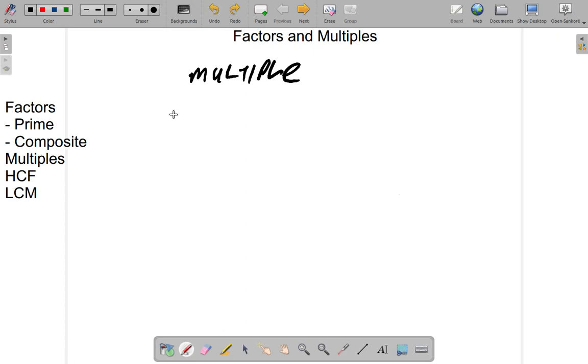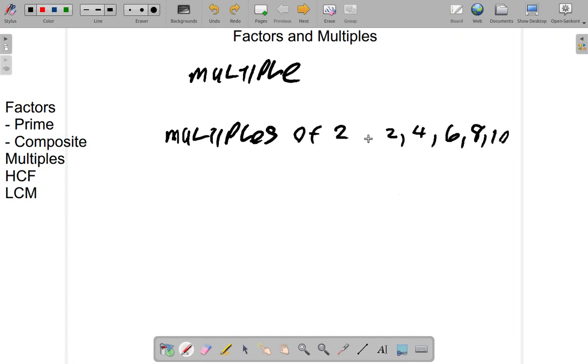Now, we look at, for example, multiples of 2. What are they? There is 2 itself, because a number is a multiple of itself. There is 4. There is 6, 8, 10, and so on. So the multiple of a number n is equal to k times n, where k is a whole number. So, for example, 2 times 2 gives us 4.